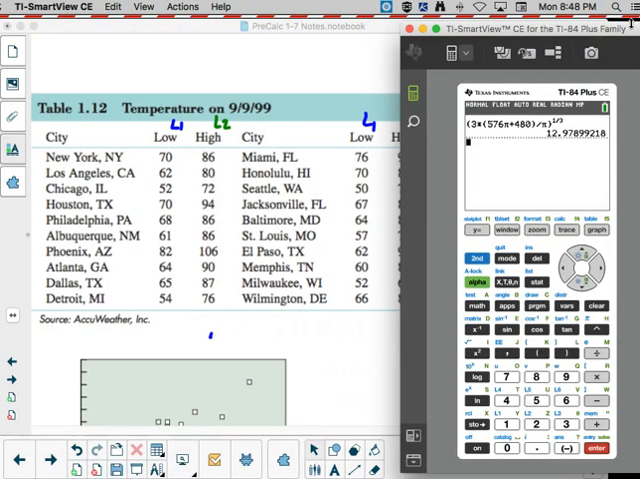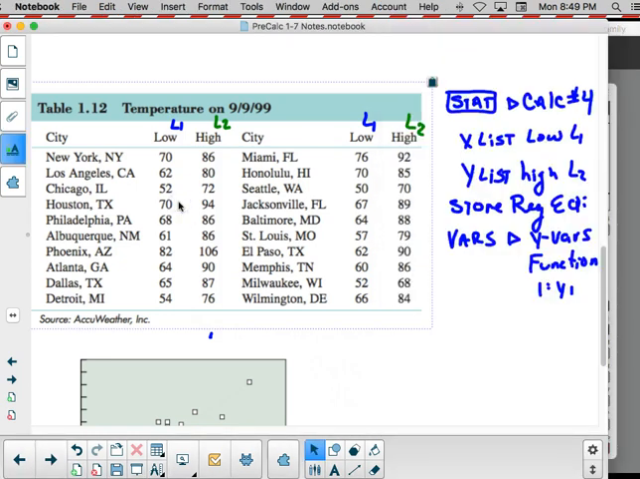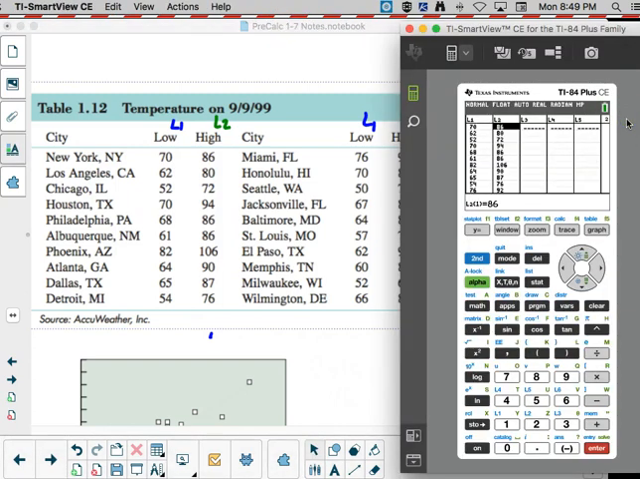I preloaded my calculator, and I'm looking at the idea that I'm going to put in my statistics. So in L1, I put in everything 70, 62, 52, 70, 68, 70, 61, 82, 64, 65, 54, and so on. In L2, I've done 86, 80, 72, 94, and all the stuff in the next list. So I have 20 entries in each list.